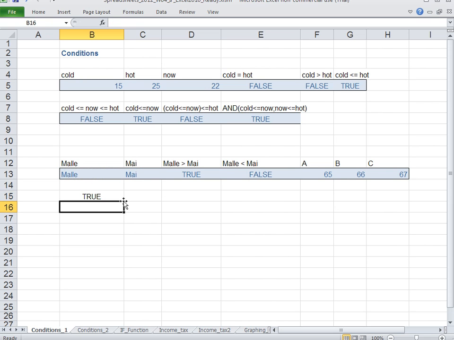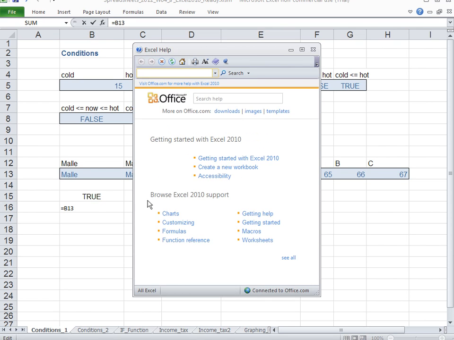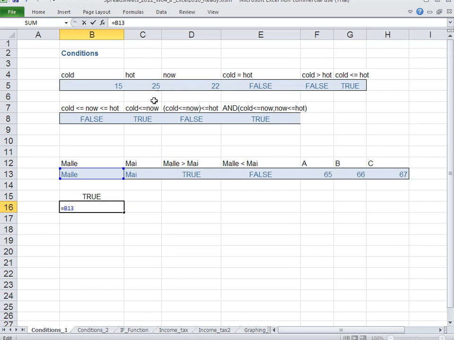If we had written it the other way around, Malle is bigger than Mai, it's going to be true. If we had written Malle is smaller than Mai, then it would have been false. And just to show you that it does a full dictionary comparison, even if the word Mai is very long, Mai, then it still comes before in a dictionary, and the word is, so to say, smaller. We're going to need it in the future, but let's leave it at that at the moment.